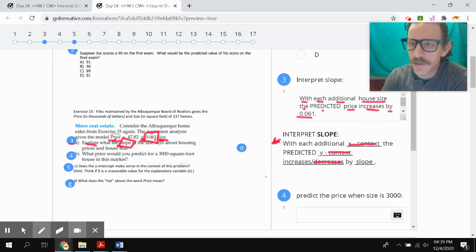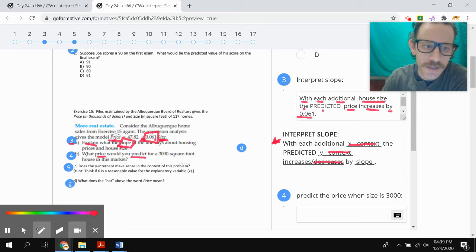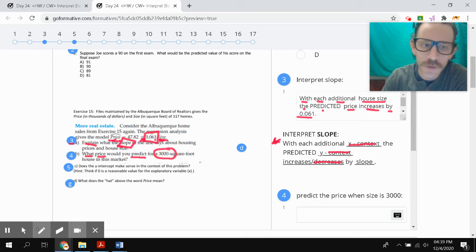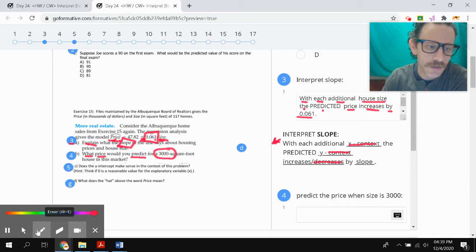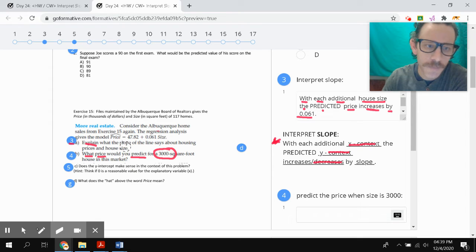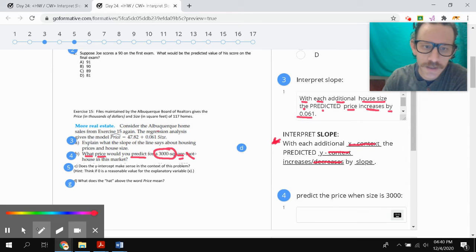The next question asks about predicting the price. What would we predict the price to be? What price would we get if we had a house that was 3,000 square feet? So what do I do for that? When I'm predicting a value and I'm given the x, so this is my x, all I got to do is plug that in and calculate.